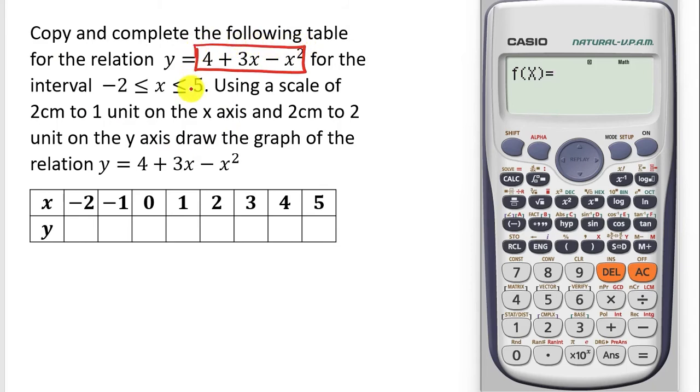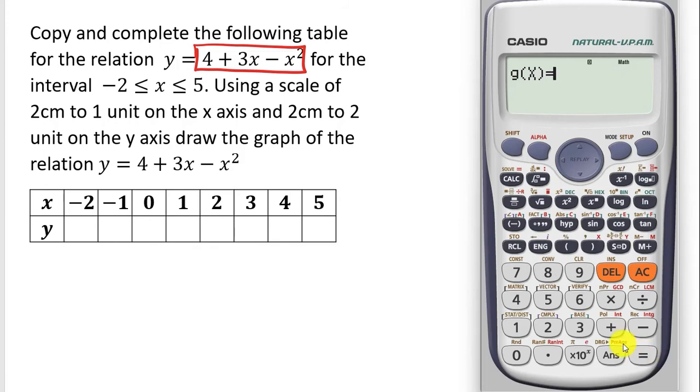All right, so we are going to type the 4 plus 3x minus x squared. So we have a 4 plus 3. So we type a 3x, we press the alpha, and then we press this. So we have our x minus x squared. So you press the alpha x, and then you press the squared button. Okay, so we have our function or the relation there. The next thing is to press the equal to.